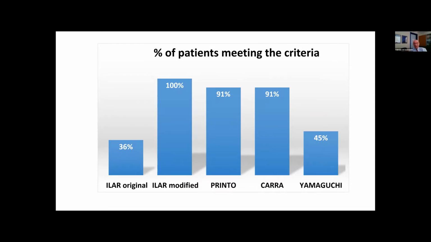ILAR original, ILAR modified, is that because we started treatment before the 6 weeks duration of arthritis, and obviously this patient did not meet the ILAR criteria because we didn't want to wait 6 weeks. That's pretty obvious, and the child was sick enough not to allow us to wait 6 weeks. And here you see the print of the CARA and the Yamaguchi criteria in these patients.